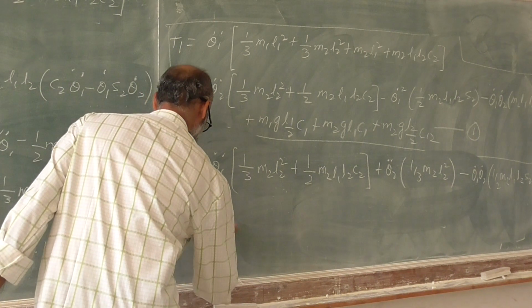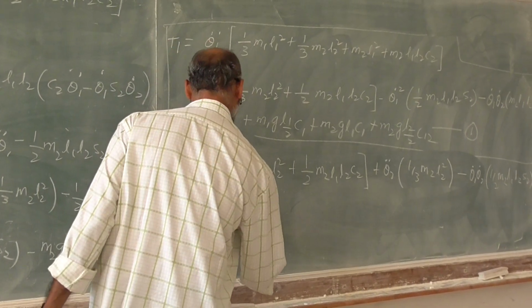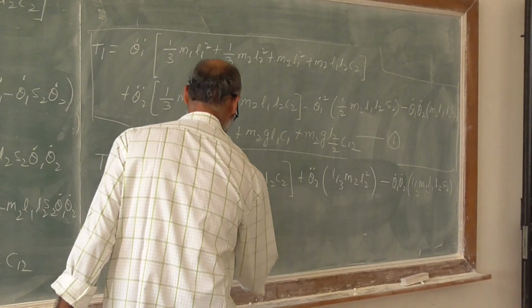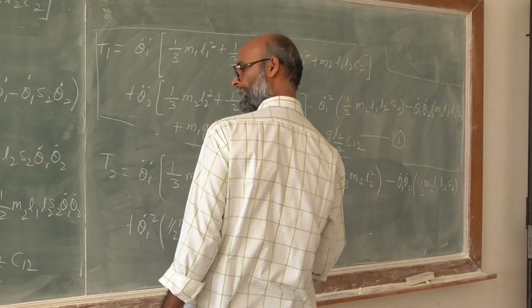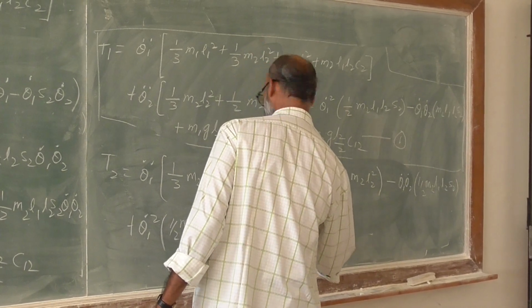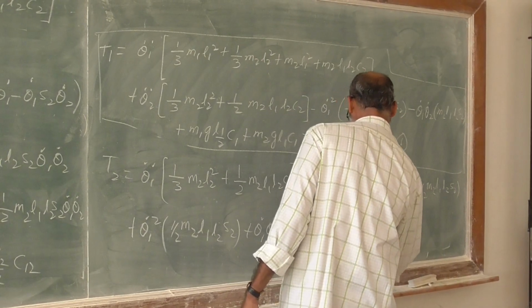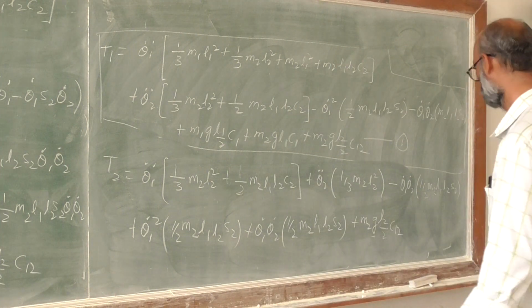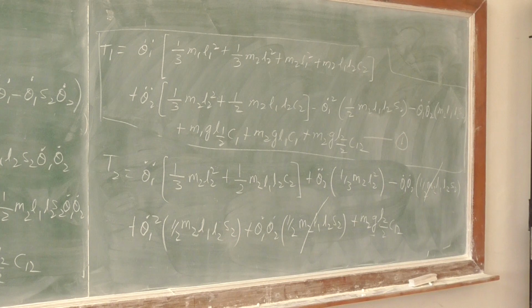So plus theta 1 dot square comes, you have half M2 L1 L2 S2. This becomes again plus theta 1 dot, theta 2 dot. You have half M2 L1 L2 S2. That also will become plus M2G L2 by 2 C1. Hope you can figure out this and this you can eliminate. Then you can write your final equation and finish it up.